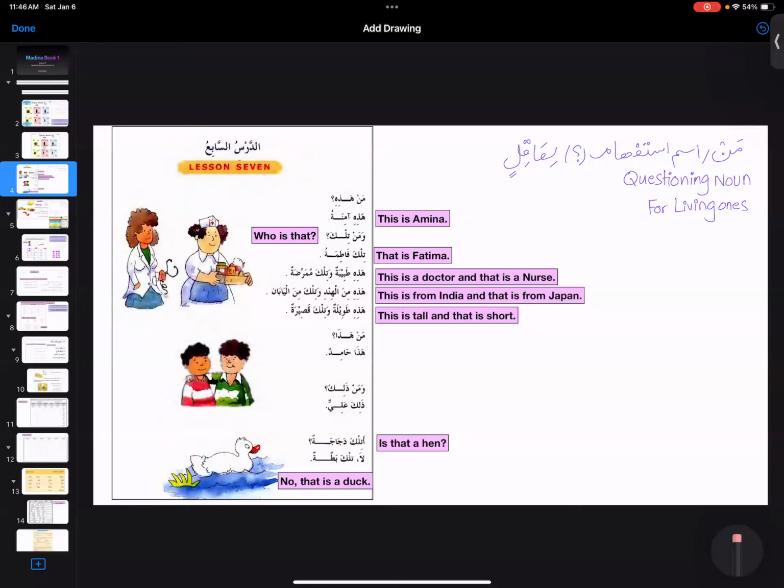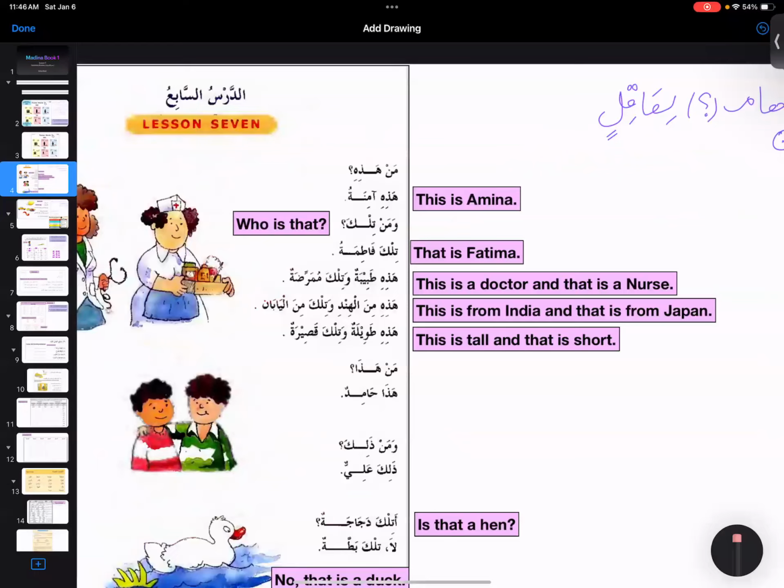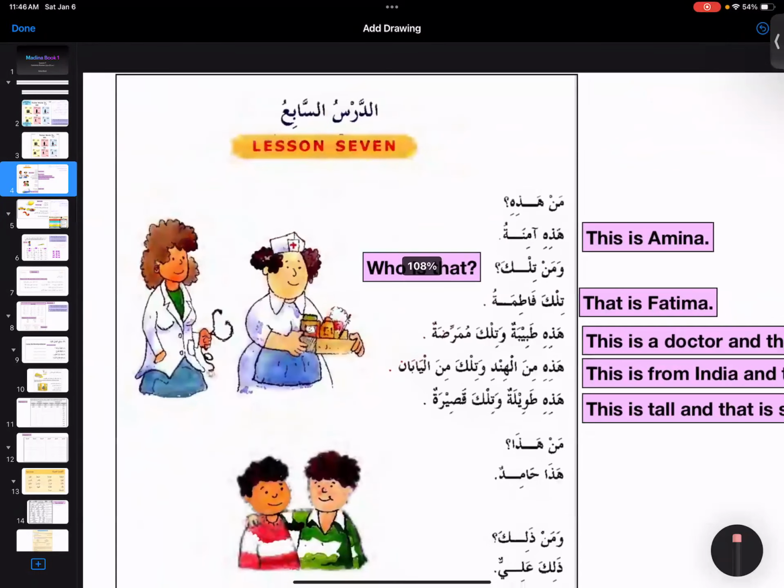So the very first thing: who is going to say at least the first 5 sentences? You need to say them and translate them. Sister Zubaida, go ahead. So, man hazihi. Who is this? We mean the female because hazihi.